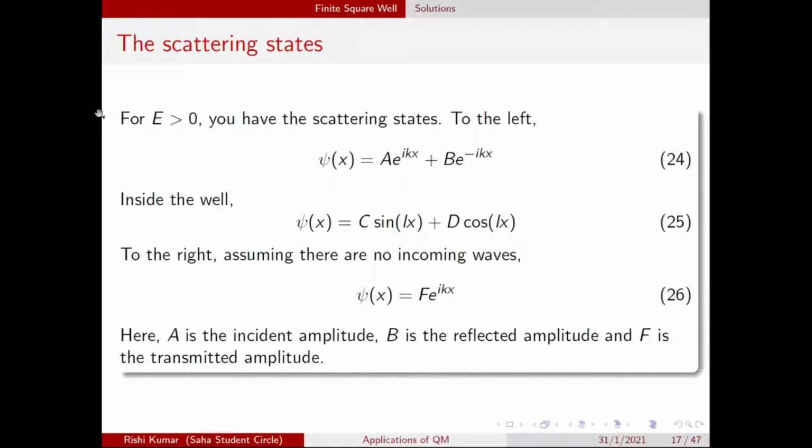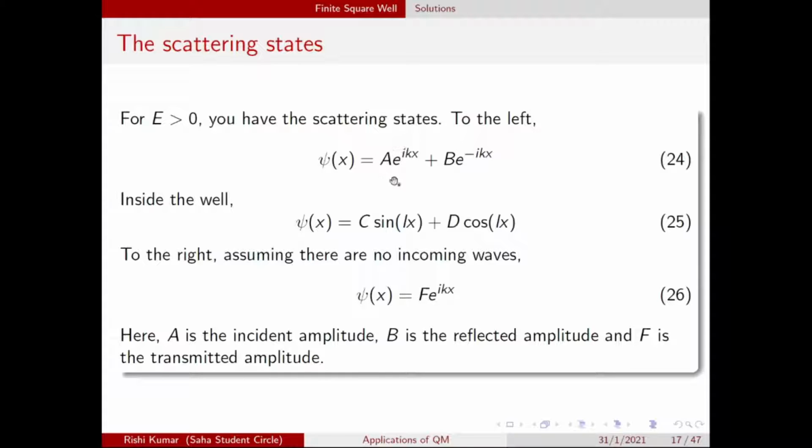So next up, this is the second case here. For E greater than 0, you have the scattering states. Essentially, to the left of the potential barrier, you have psi of x equals A e^(ikx) plus B e^(-ikx). Inside the well, it's pretty similar to what we had previously, and to the right, there are no incoming waves.